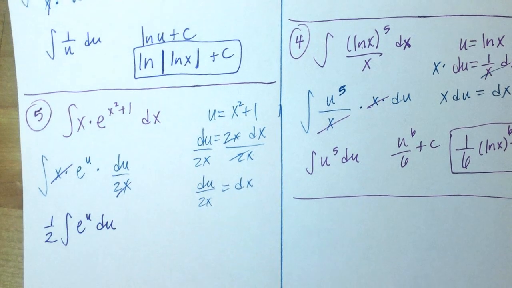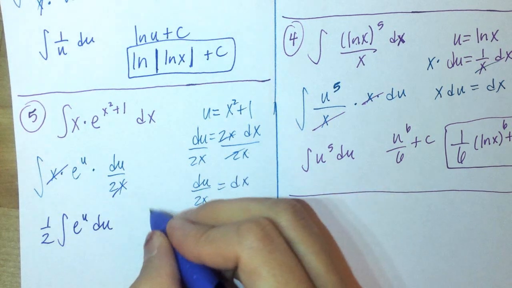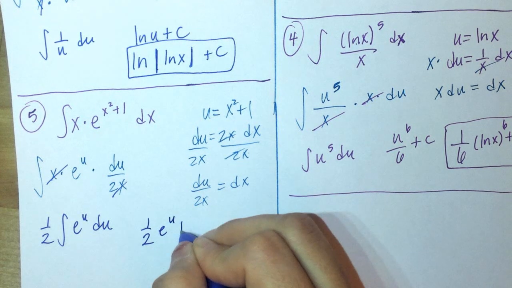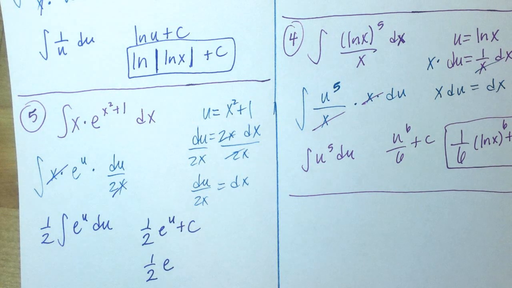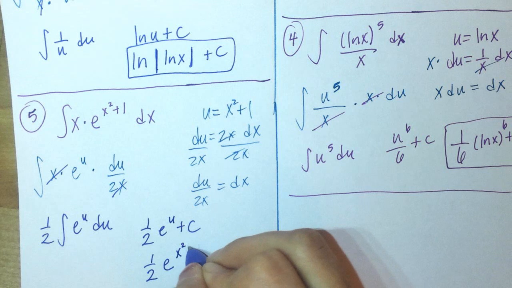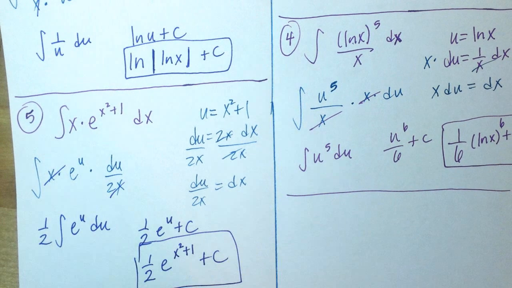And that's nice because we know that the integral of e to the u, or the antiderivative of e to the u, is just e to the u, plus c. So what is my u? My u was x squared plus 1, plus c. Ta-da!